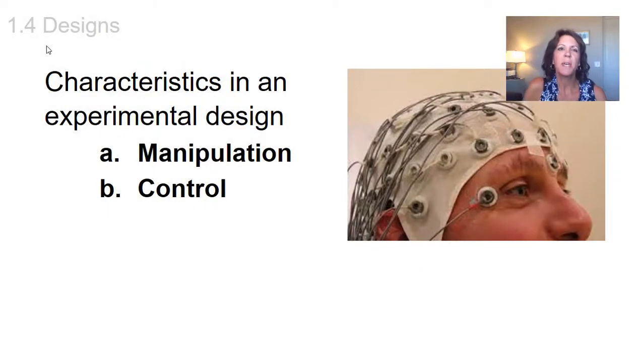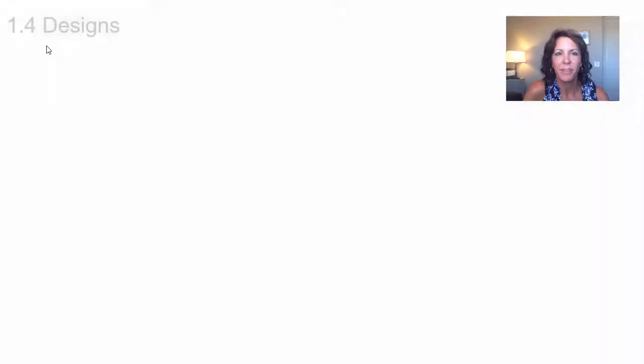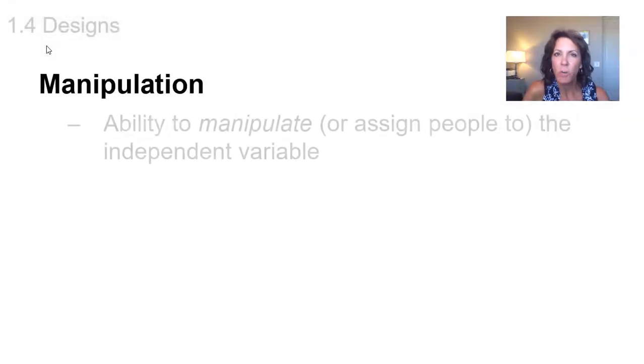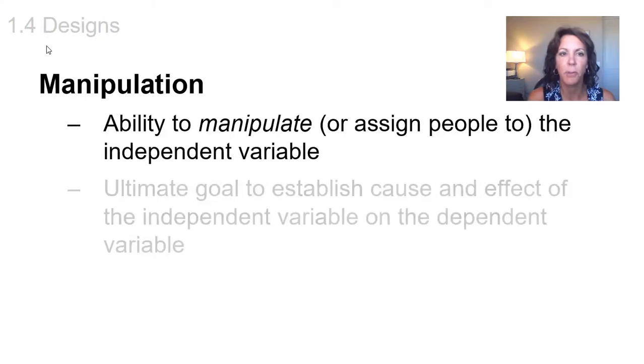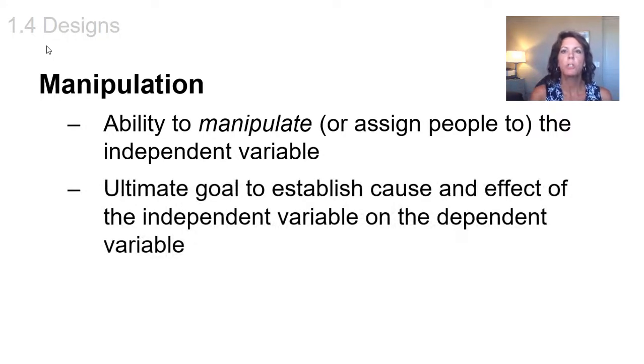So there are two characteristics in an experimental design. There's manipulation and then there's control. Manipulation, we've already talked about a little bit. It's the ability to manipulate or assign people to the independent variable. And the ultimate goal is to show cause and effect of the independent variable on the dependent variable. We're showing that the independent variable did somehow affect the dependent variable.